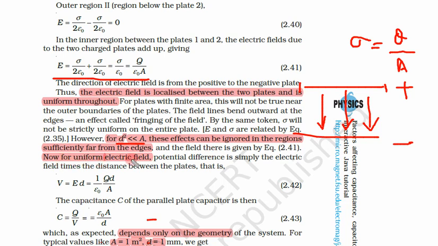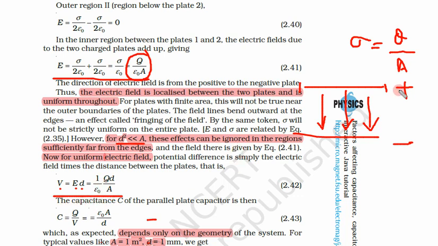Okay, now for the uniform field, let us calculate the potential. Potential is simply equal to field into distance, and this field we have calculated as Q upon epsilon naught A. So let us take 1 by epsilon naught this side, Qd upon A. The value of this is Qd upon A, and epsilon naught is constant.